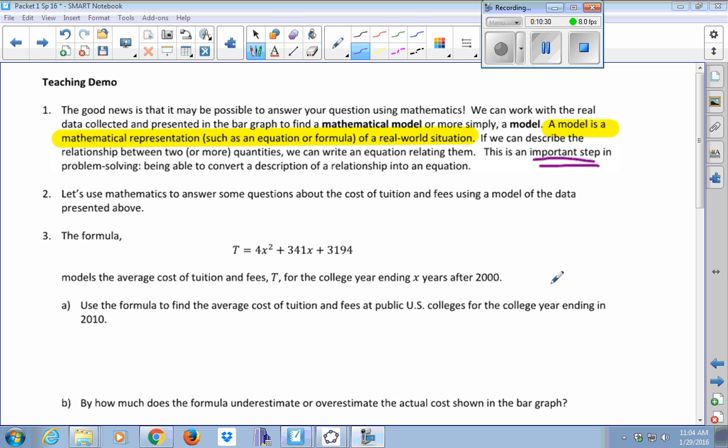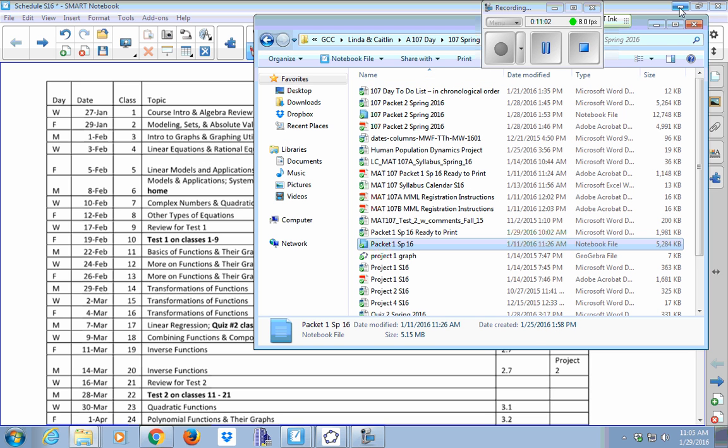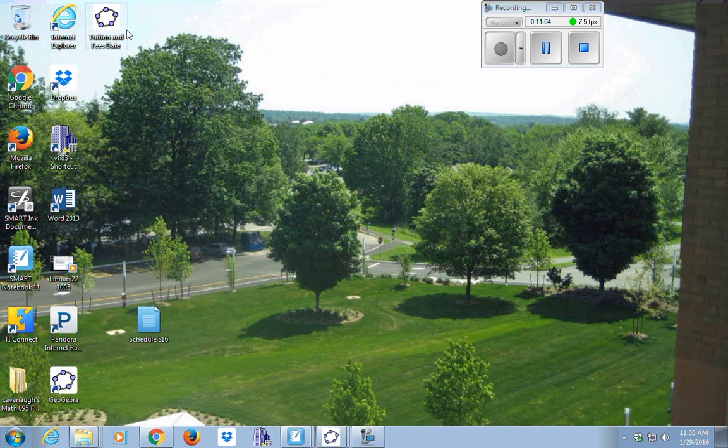So the two quantities we're interested in here are the average cost of tuition and fees, which we're representing with the variable t, and the number of years after 2000, which we're representing with the variable x. We're interested in the relationship between those two variables, and can we find a mathematical model that will represent this data well? So what I did is I took GeoGebra before you came in here, and I put in the data that you have in front of you.